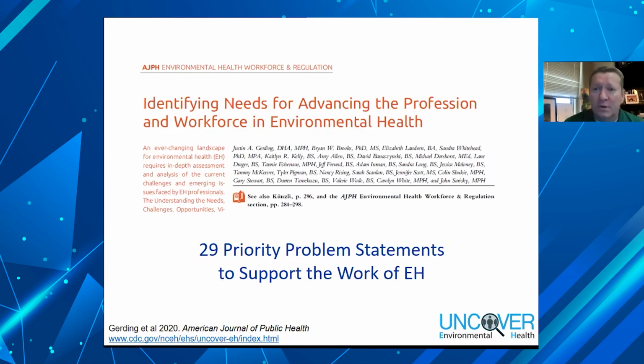In fact, in this article, there are 29 priority problem statements that were identified by environmental health practitioners across the United States. Again, a very inclusive approach where we received input from over 1,700 people in health departments. And then we have synthesis workshops to distill the information and identify these common themes. So I would encourage you, again, all of these articles are open access from the Global Horizon Scanning Project and Uncover EH for you to freely read and download.